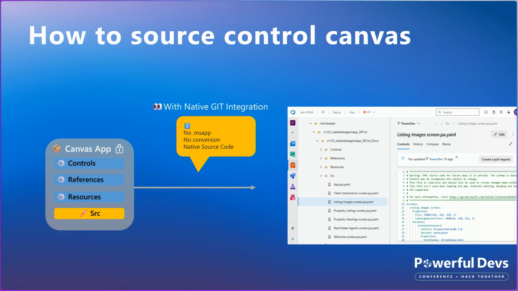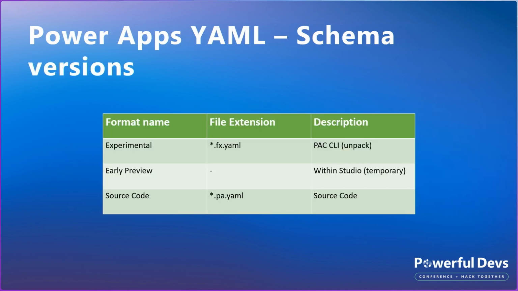So you will have one pa.yaml file for your Canvas app, and you will have one pa.yaml file for each screen of your Canvas app. And if you have Canvas components, you will also have files for these components. But because of that, we have different formats.